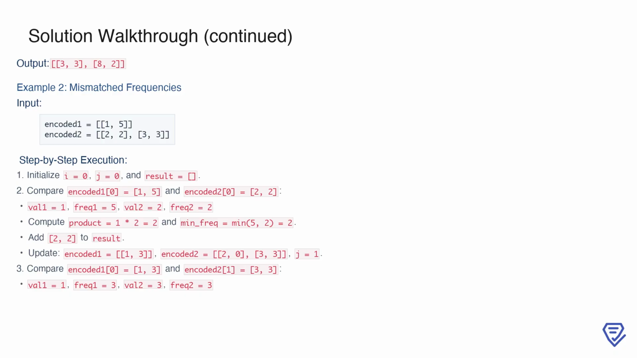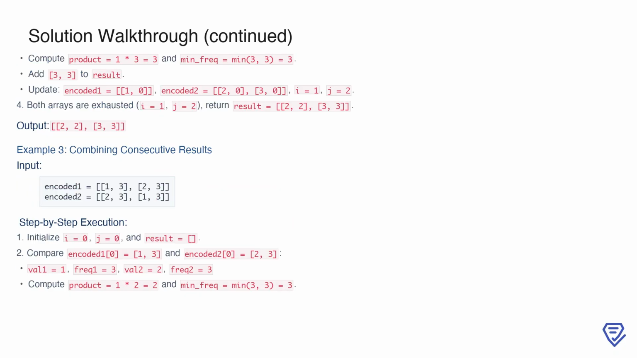To update the arrays, we decrement the frequency of encoded 1 to 3, while the frequency of encoded 2 becomes 0. This moves pointer j to the next element in encoded 2. Now, we compare the updated encoded 1[0] equals [1, 3] with encoded 2[1] equals [3, 3]. The values are val1 equals 1 and val2 equals 3, and the frequencies are both 3. We compute the product as 1 * 3 equals 3 and the minimum frequency is min(3, 3) equals 3. This gives us the run-length pair [3, 3], which we add to the result.